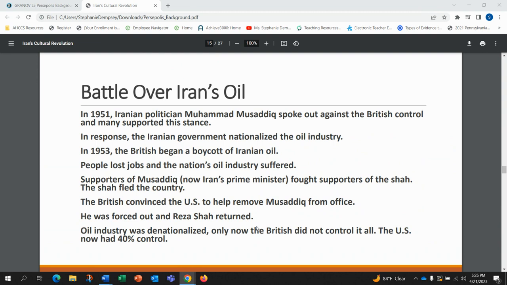The Shah fled the country. The British convinced the U.S. to help remove Mossadegh from office. He was forced out, and the Shah returned. The oil industry was denationalized, only now the British did not control it all. The U.S. now had 40% control.